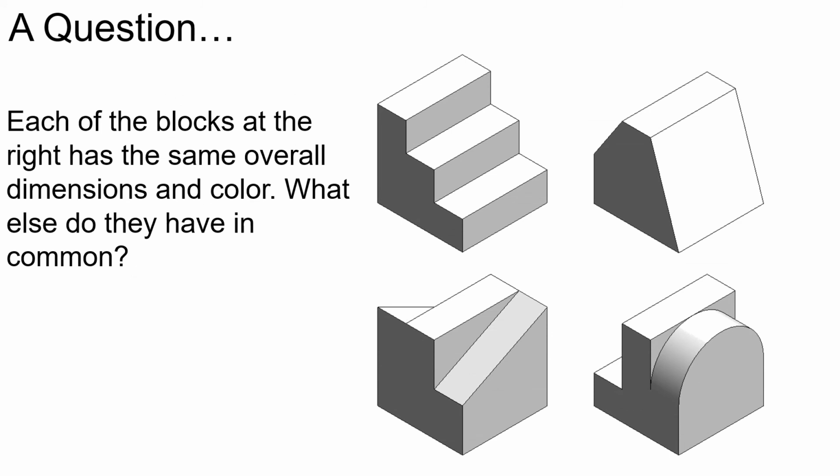Okay, so this is important. Pause the video here. It says each of the blocks at the right has the same overall dimensions and color. What else do they have in common? If you didn't pause the video yet, pause it and think about this. I'll give you a clue. It has to do with one of their orthographic views. So which orthographic view, front, top, or right, would be the same?